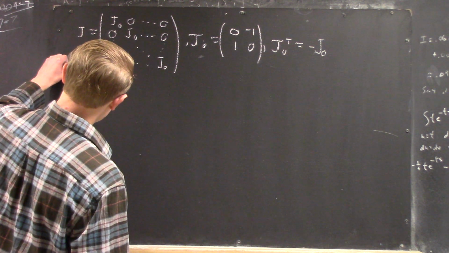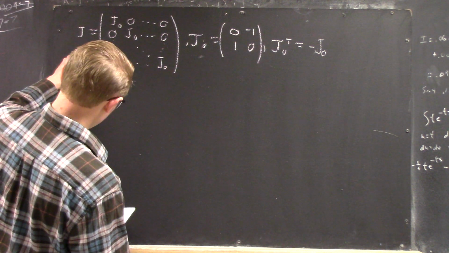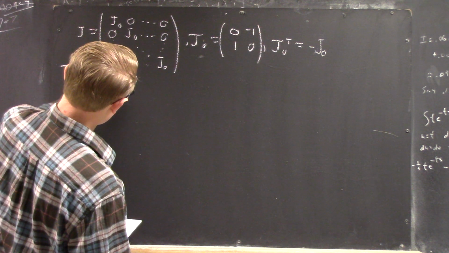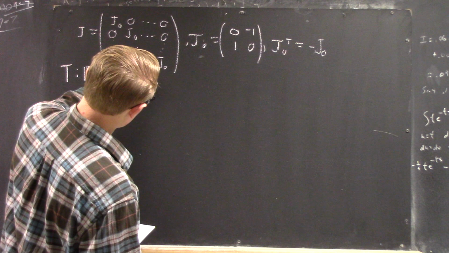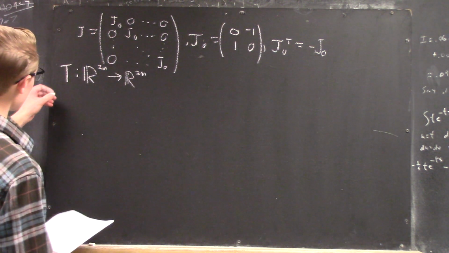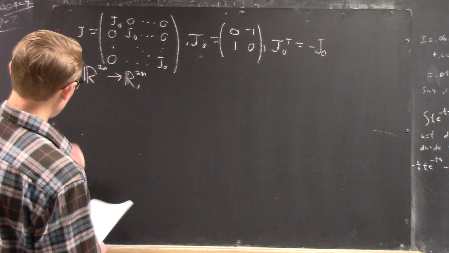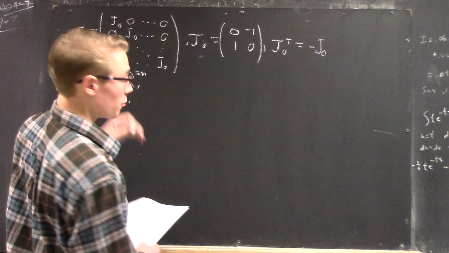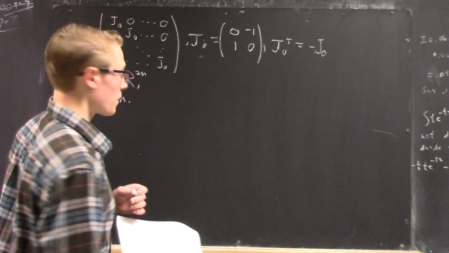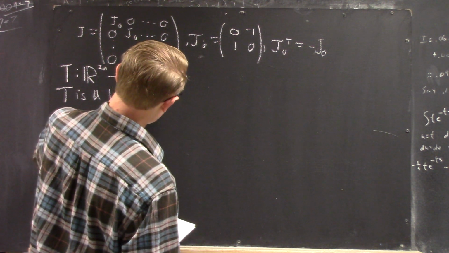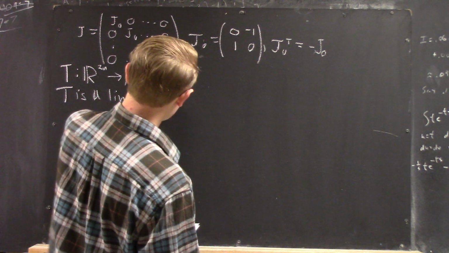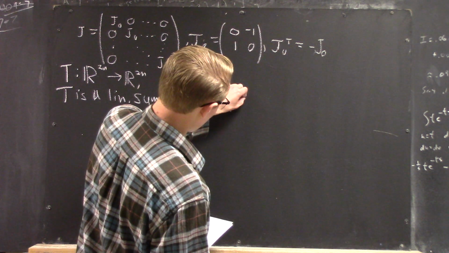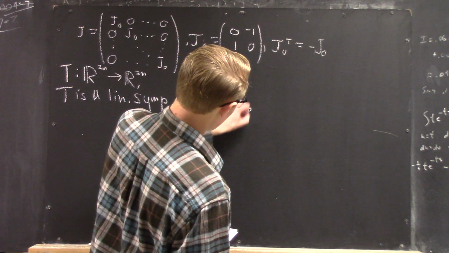So, if, for instance, we had a transformation from R2 to R2, where T is a linear symplectomorphism. We'll talk about linear symplectomorphisms here in a moment. If T is a linear symplectomorphism of the symplectic vector space R2n, we'll use phi naught, just to introduce some new notation.